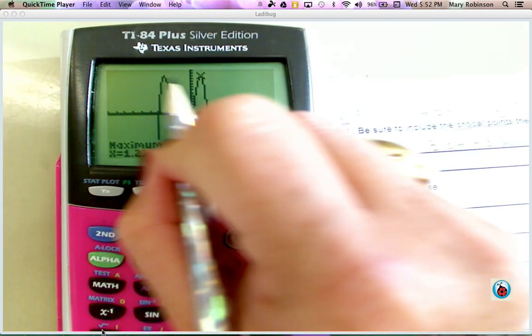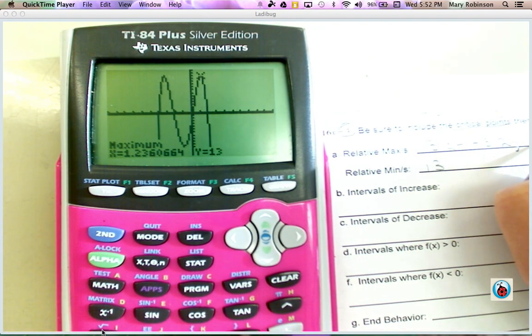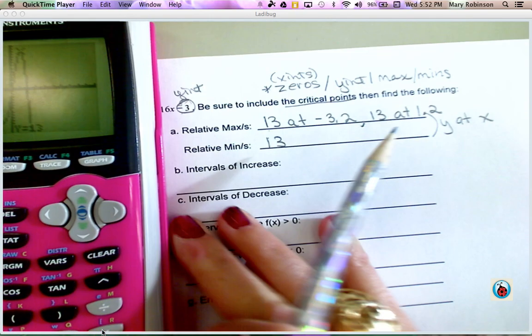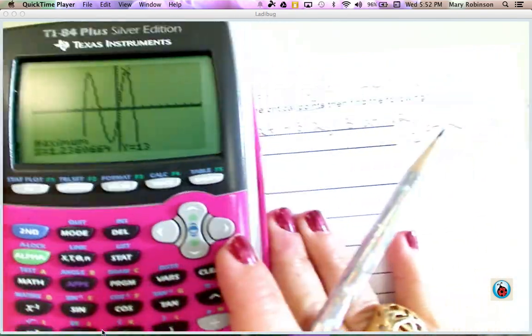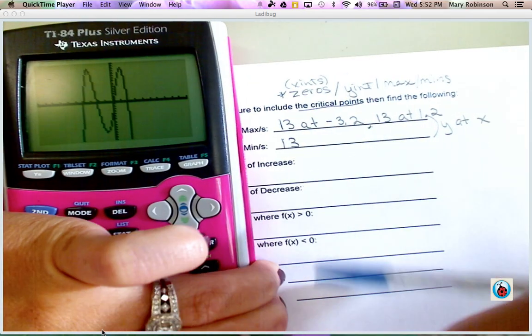So it looks like they're at the same height here. So 13, oops, sorry, I need to put it up here. 13 at 1.2 for my other one. Sorry about that. I've got to make sure it's on the screen. 13 at 1.2.